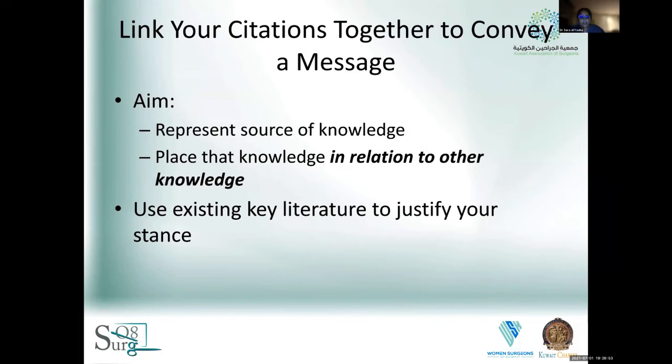You can't say lung cancer is a big problem. It's not scientific. You need to have specific facts and you have to reference those facts. And then make sure that that knowledge is placed in relation to other existing knowledge.